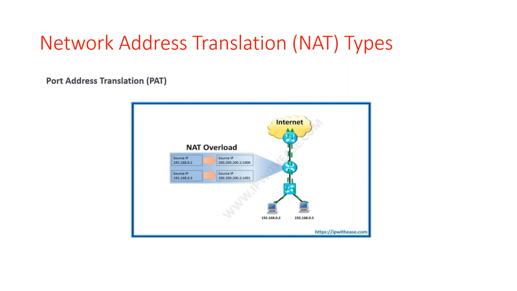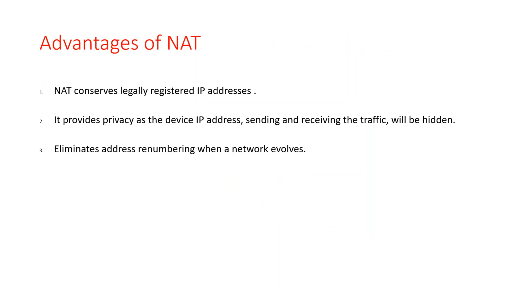So there are three types of network address translation. The first is the static IP address, the second is the dynamic IP address, and the third is port address translation. The next point is the advantages of network address translation. The first is that NAT conserves legally registered IP addresses. Second, it provides privacy, as the device IP address sending and receiving the traffic will be hidden. And third, it eliminates address renumbering when a network evolves.